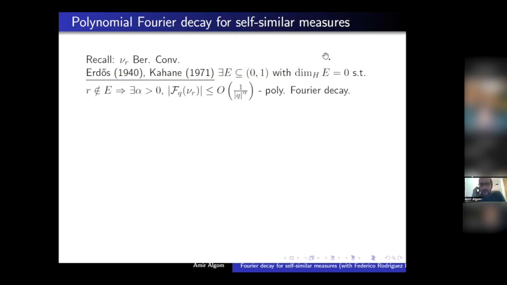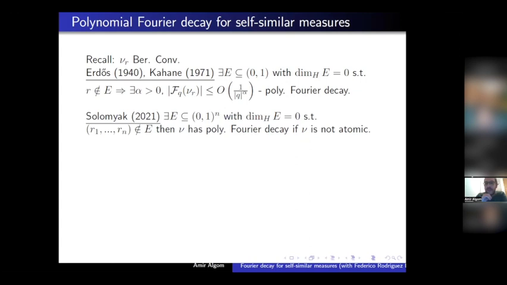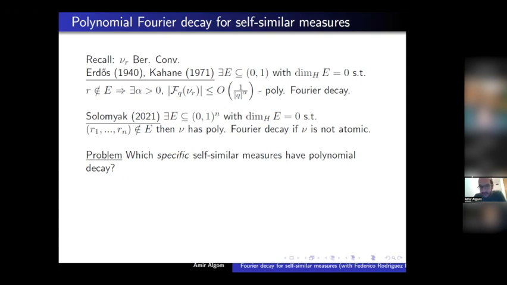Erdős proved that there exists such a set E of Lebesgue measure 0, and then Kaufman noted that actually the same argument will give you dimension 0. And very recently, Solomiak showed that this actually holds for all self-similar measures, namely, outside of a zero-dimensional set of exceptions, as long as your measure is non-atomic, it will have polynomial decay. And this raises a very natural question, which is, which specific self-similar measures have polynomial decay?